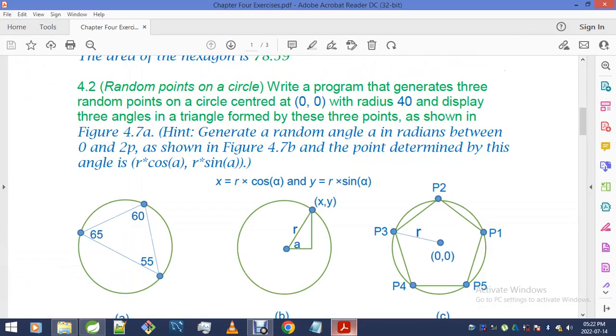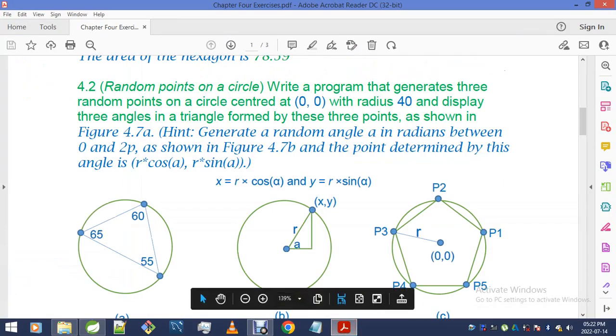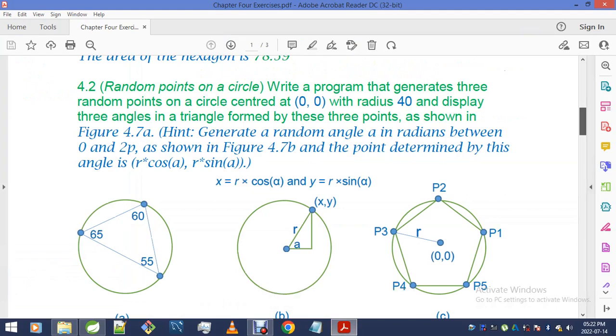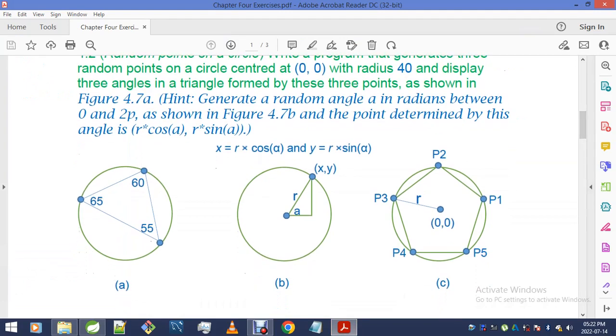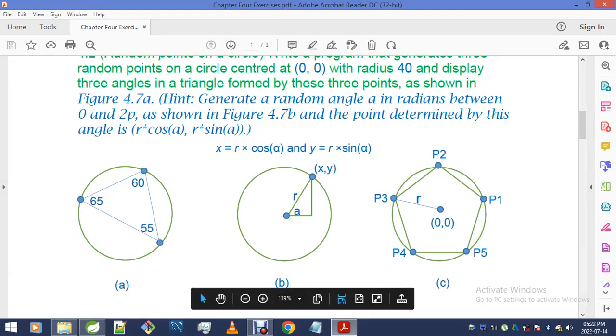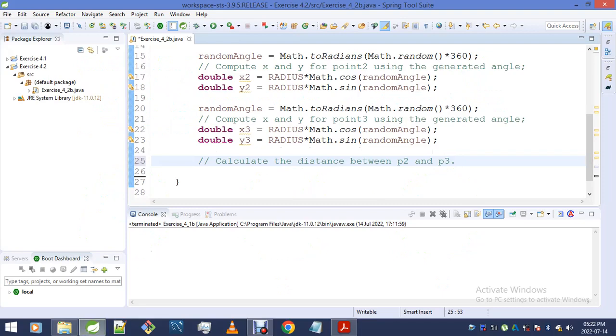Again, if you check out our figure, the first one here, the leftmost one, you will see that all these points are connected by some lines. So right now what I'm doing is I'm trying to compute the distance for those lines. So I'll go distance 2, 3, meaning the distance from point 2 to point 3.